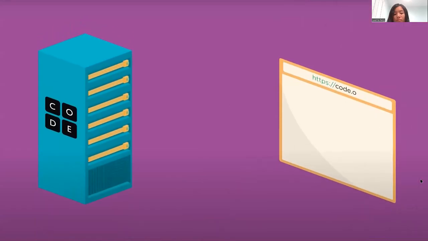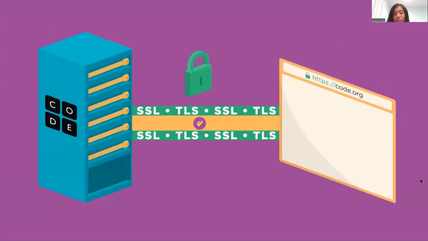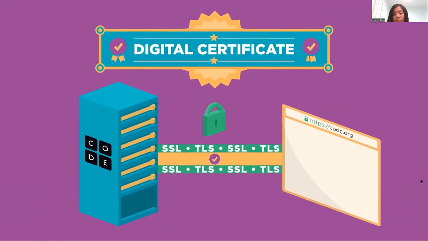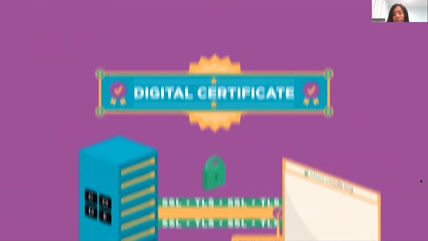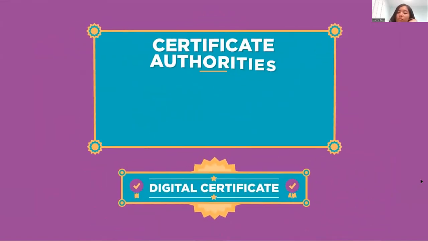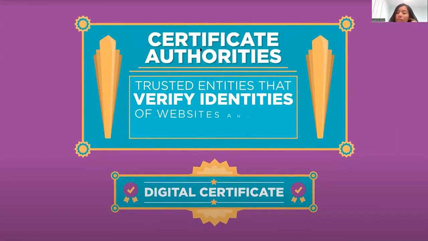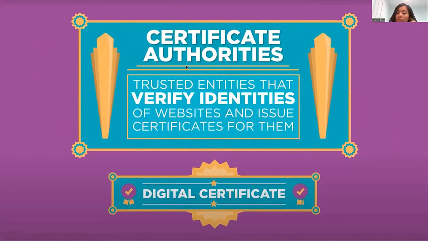When the website asks your browser to engage in a secure connection, it first provides a digital certificate, which is like an official ID card, proving that it's the website it claims to be. Digital certificates are published by certificate authorities, which are trusted entities that verify the identities of websites and issue certificates. Issued by a certificate authority. What does this mean?